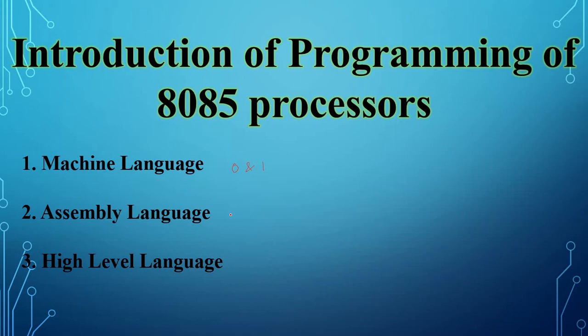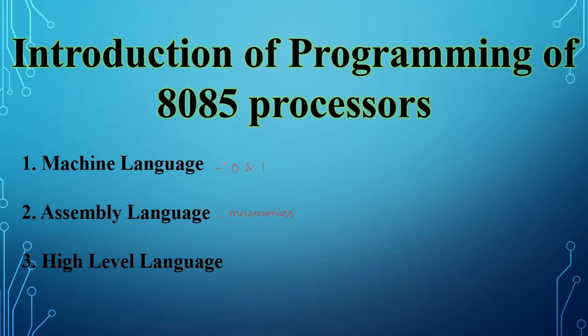The second one is assembly language program. Assembly language programs are written using character strings called mnemonics, so that they are more easily understood by people. Assembly language instructions have more or less one-to-one correspondence with the machine language instruction.